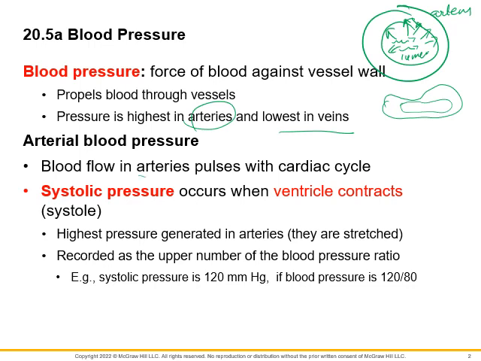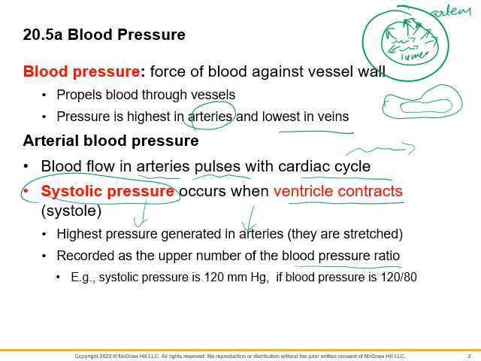So blood flow in the arteries is going to pulse with the cardiac cycle. As the heart beats and contracts the ventricles and pushes the blood up and out, that blood is also going to pass through the arteries. Systolic pressure occurs when the ventricles contract. It's when the highest pressure is generated in the arteries. They're the most stretched out. The blood pressure ratio, systolic to diastolic, which we'll see in the next slide, that's relaxation, is about 120/80.